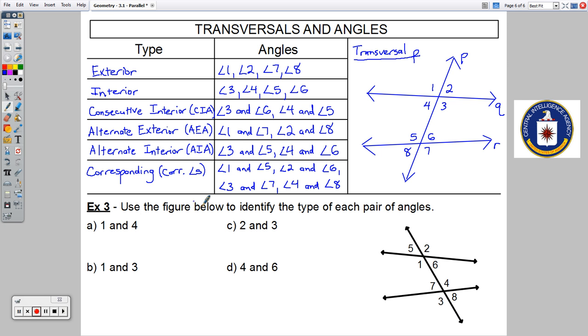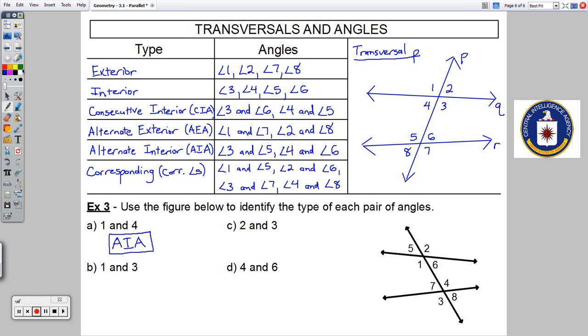So example 3, use the figure below to identify the type of each pair of angles. So I'm talking about these kinds of angles. 1 and 4, let's highlight those on my picture over here. Here's 1. Here's 4. Of the angle pairs that we talked about up here, that looks like it's alternate interior angles. It's on the inside of these two lines, and it's on opposite sides, alternate sides of the transversal. So alternate interior will work for this one. If you want to just write A, I, A, that is totally fine. If you want to write out the whole phrase, you can, but this is just as acceptable.